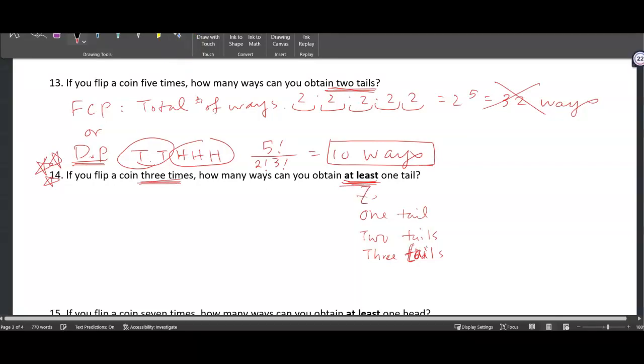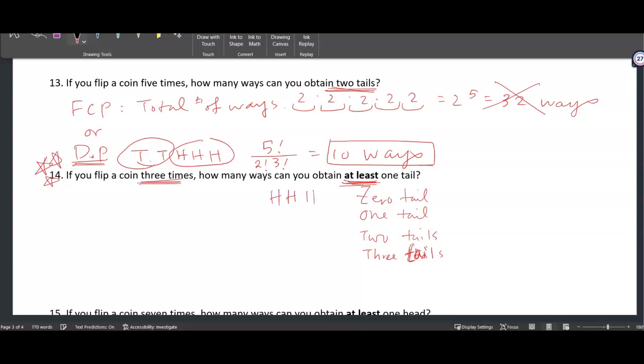But can I get 0 tails also? How does 0 tails look like? 0 tails means all heads. 1 tail means 1 tail, 2 heads. And 2 tails means 2 tails, 1 head. And 3 tails means tail, tail, tail, right? If you want to see how many ways there are for 0 tails, there's only one way to arrange it if the letters are all the same. So all heads or all tails is going to be one choice.